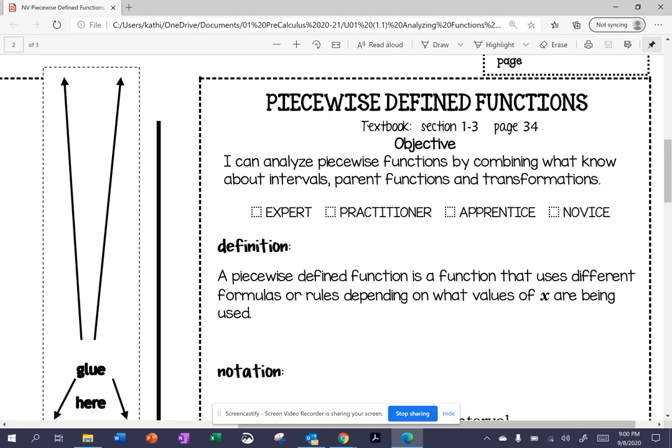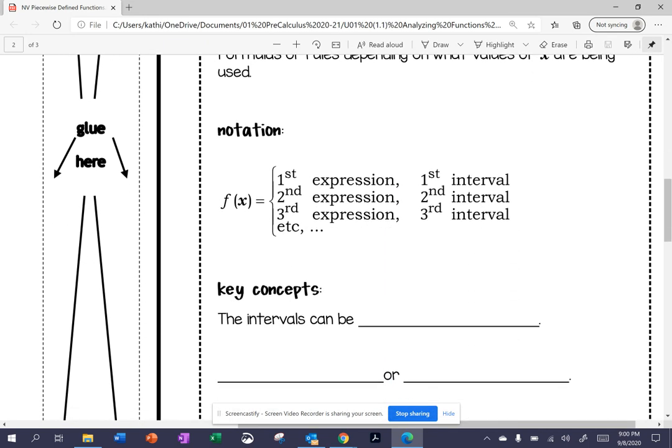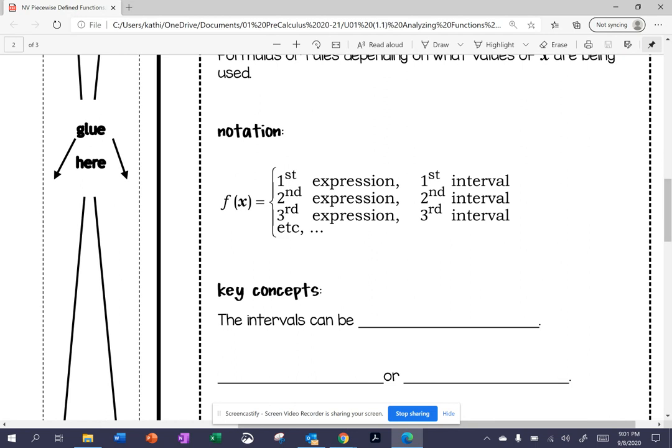Okay, so let's start out with the definition. A piecewise defined function is a function that uses different formulas or rules depending on what values of x are being used. The notation looks like this. So we have multiple expressions and then intervals that are defined.